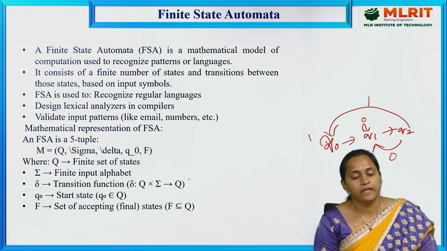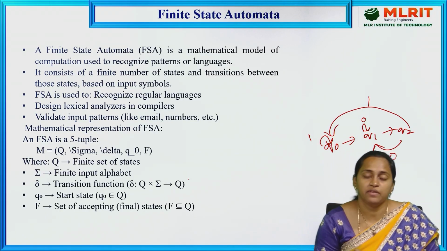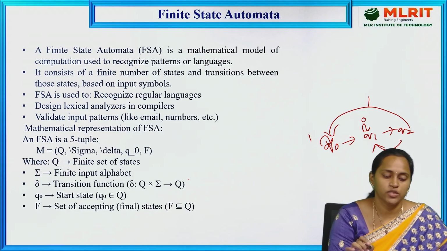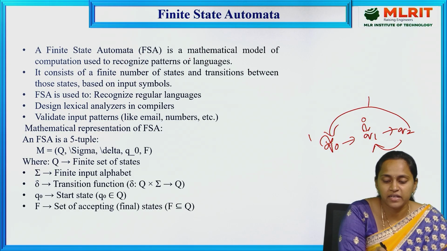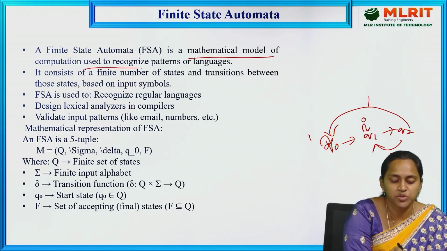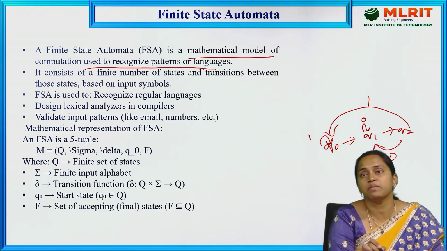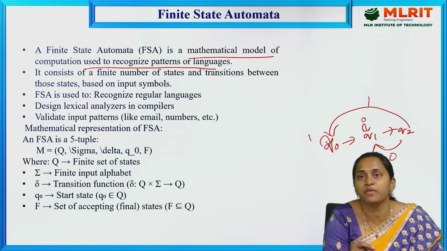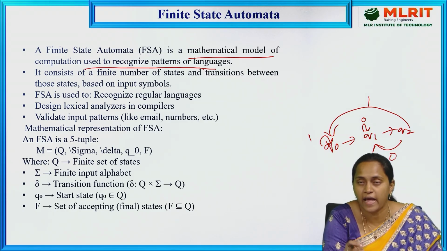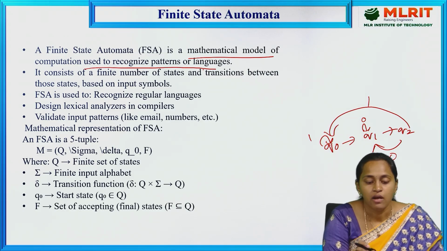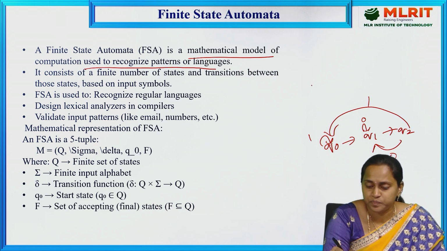Next, see the finite state automata, FSA. This is a basic concept in compiler design. What is the meaning of finite state? It is a mathematical model of computation used to recognize patterns or languages. This is a mathematical representation of how we recognize a pattern or a language through finite state automata. There are 2 types of finite state automata: non-deterministic finite state automata and deterministic finite state automata.